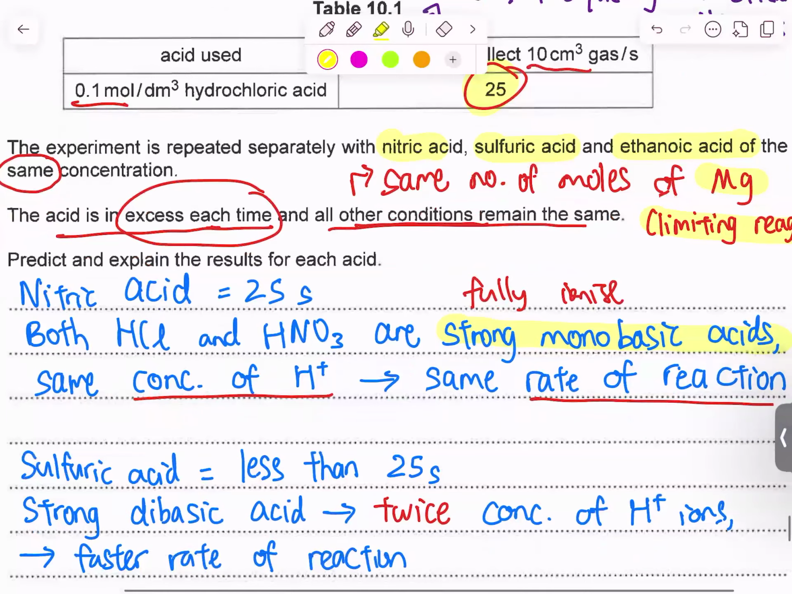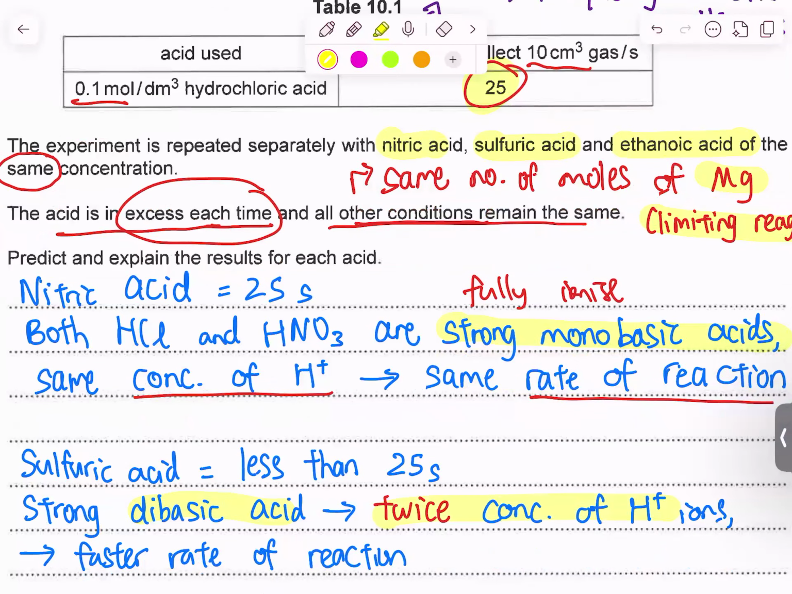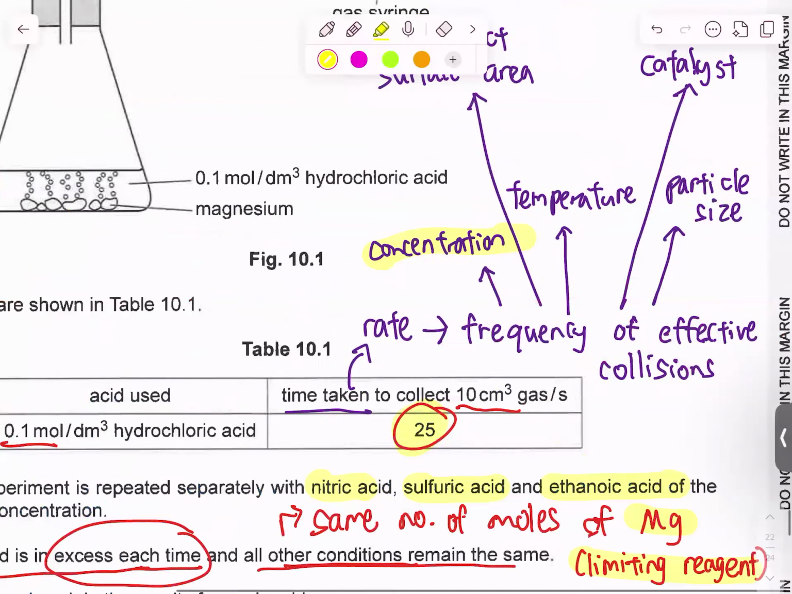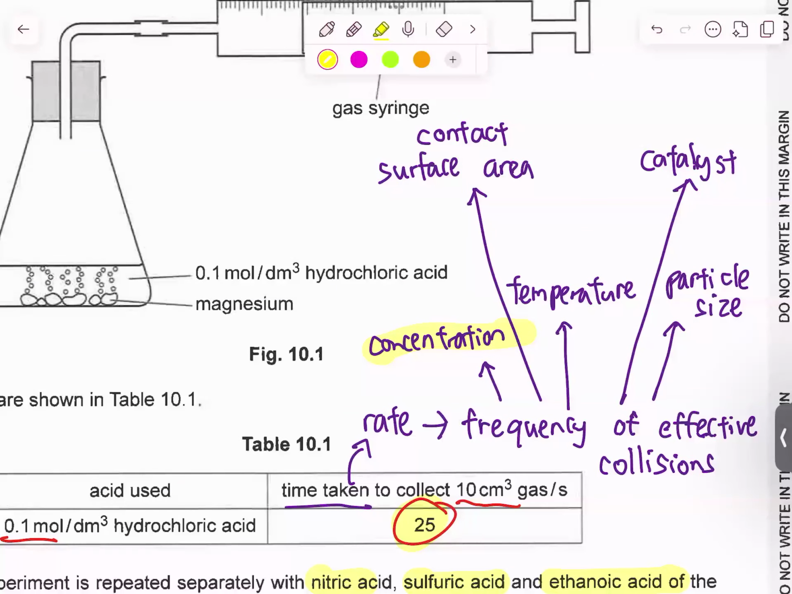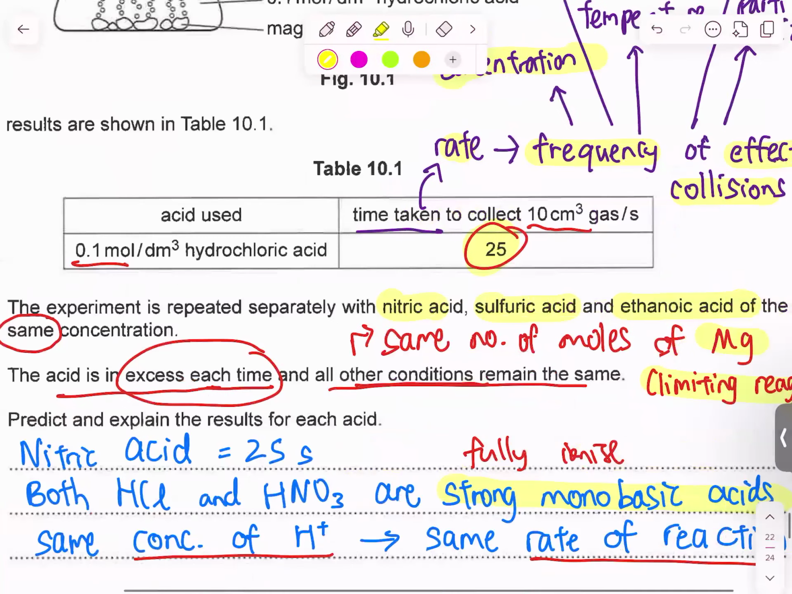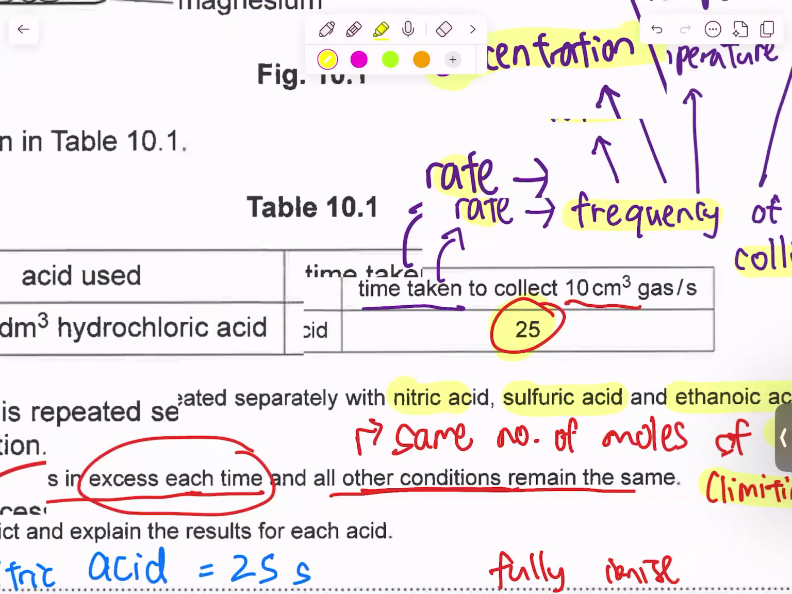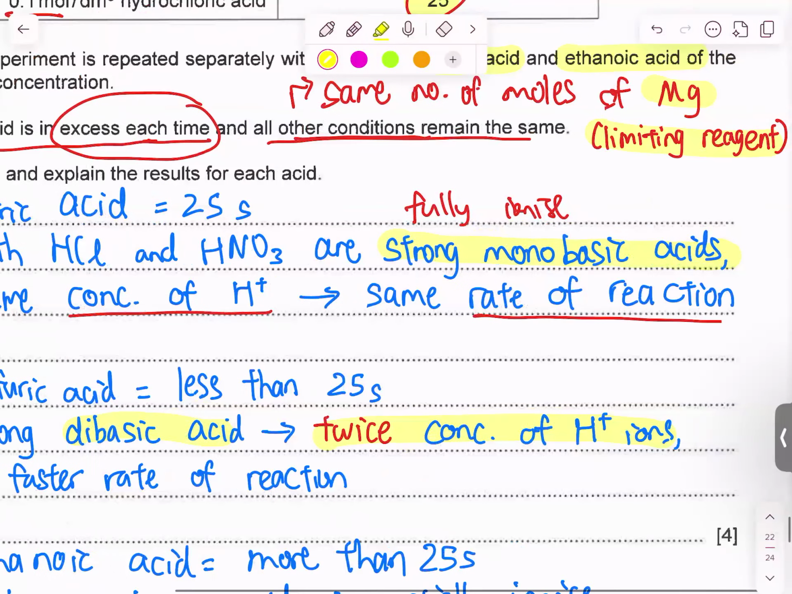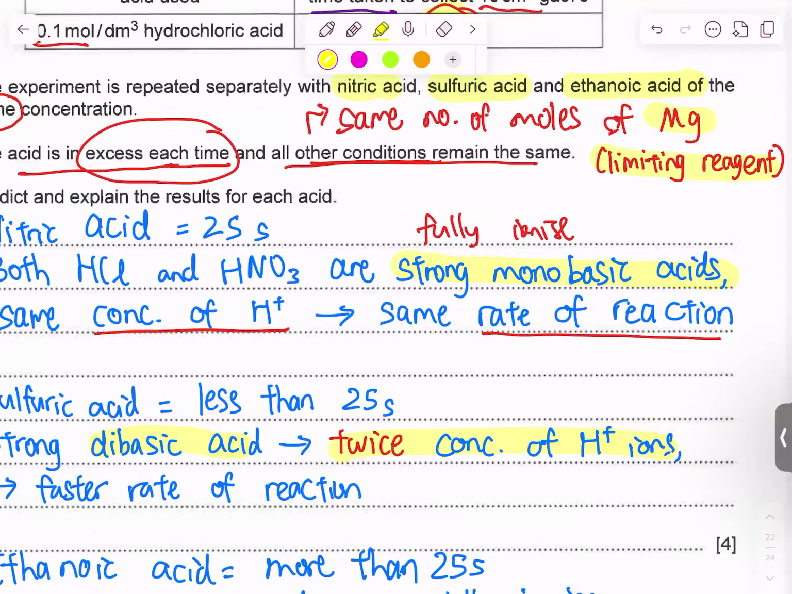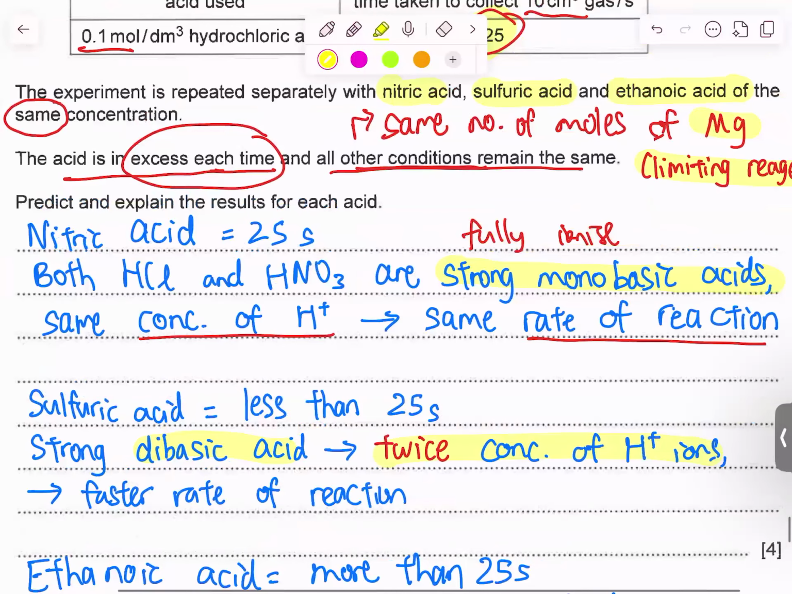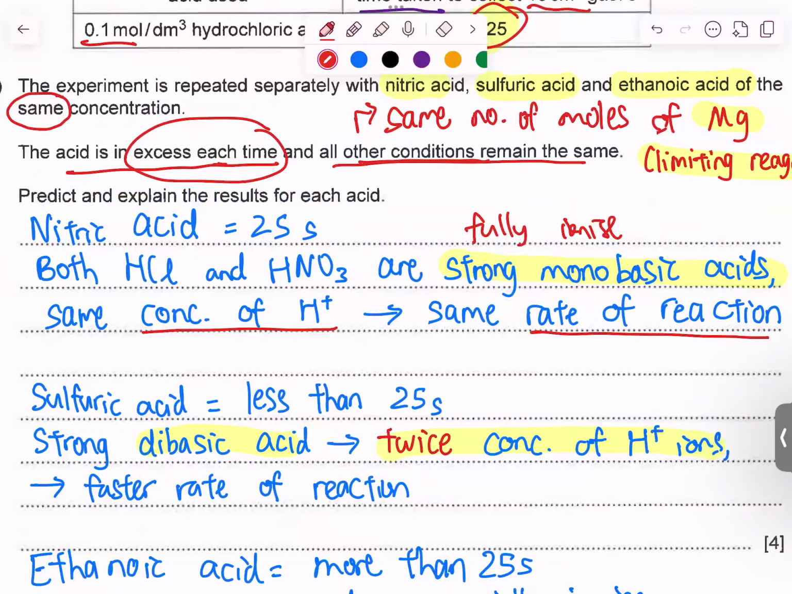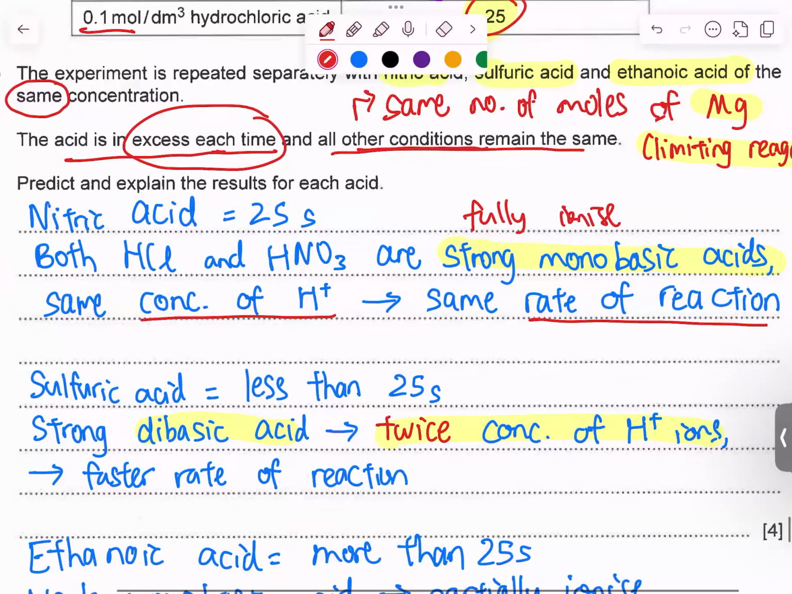Sulfuric acid, we have already covered in the earlier question, dibasic, twice the amount of concentration of H plus ions. Then how is it going to affect the rate? It will increase the frequency of effective collisions, therefore increase the rate. So if I have higher rate, faster rate, will the time taken still be 25, less than 25, or more than 25? If it's faster, it will be less than 25. Okay, you don't need to specifically state an exact number, right? You just need to state less than 25, okay? Faster rate of reaction because twice the concentration of H plus ions.